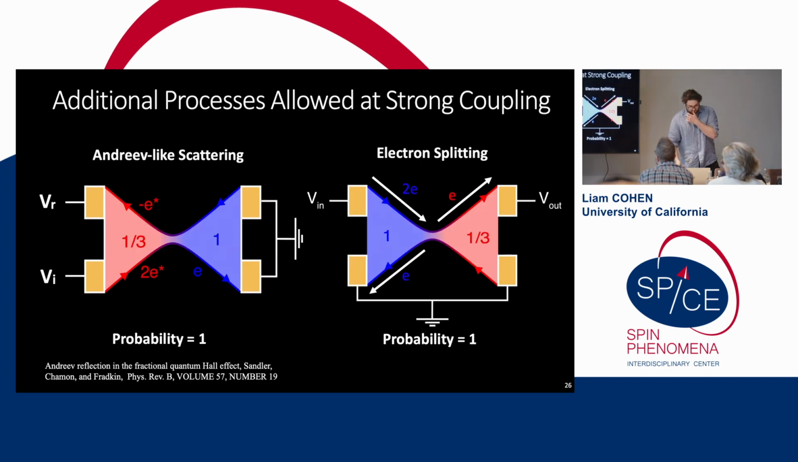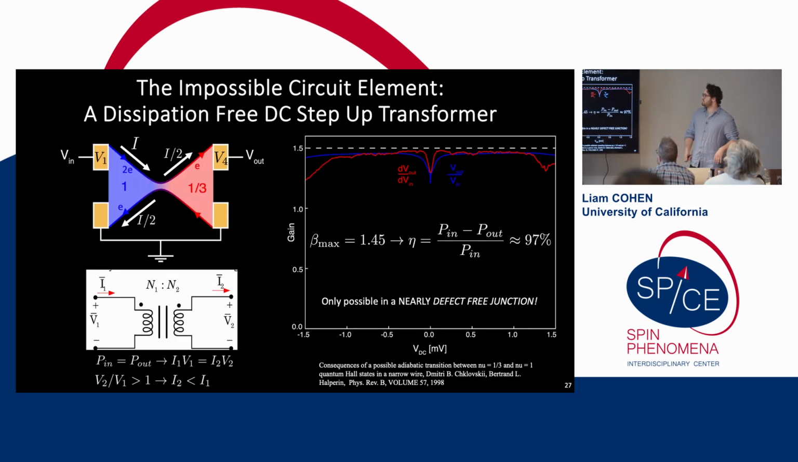You can actually do some pretty interesting stuff with this too, which is that if you bias the junction from the other direction, you get a different process called electron splitting, where if you bias from the nu equals 1 side, 2 electrons come in, and with probability equal to 1, 1 gets transferred and 1 gets reflected. And you can use this to actually make an impossible circuit element, which is a dissipation-free DC step-up transformer. This was predicted by Shklovskii and Halperin in the 90s.